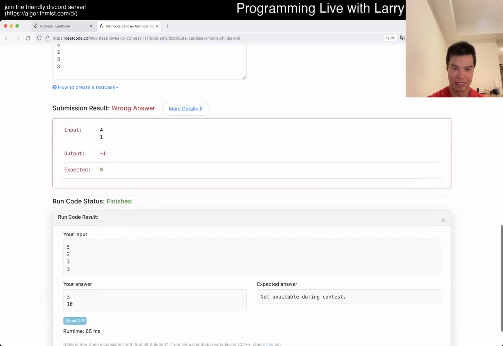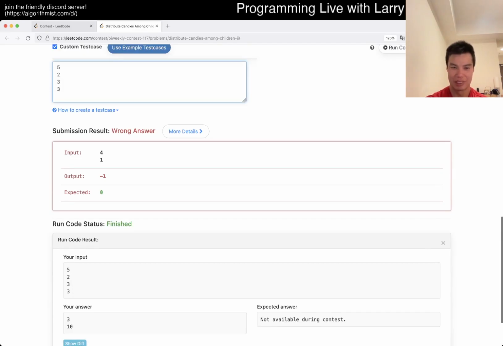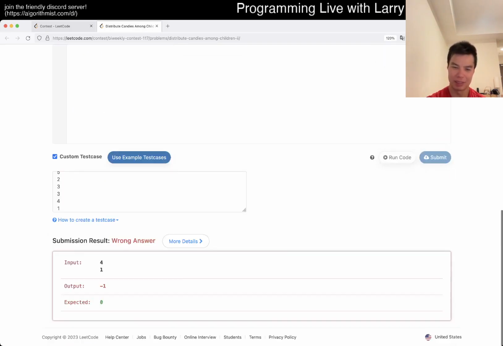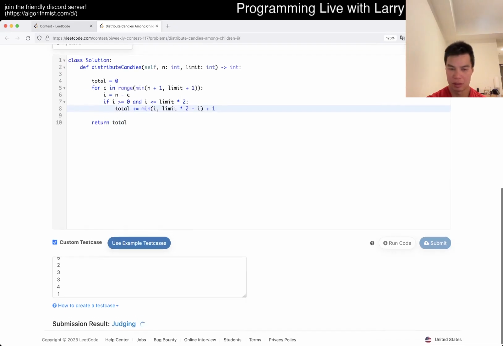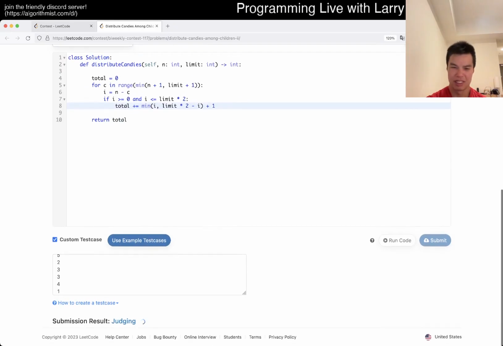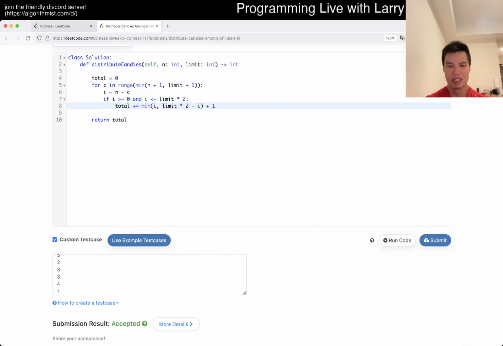I rushed the ending a little bit because I was like, I think this is right, but then I didn't really think about the edge cases at that point. Oh, is it wrong again? Okay. Oh, wow.